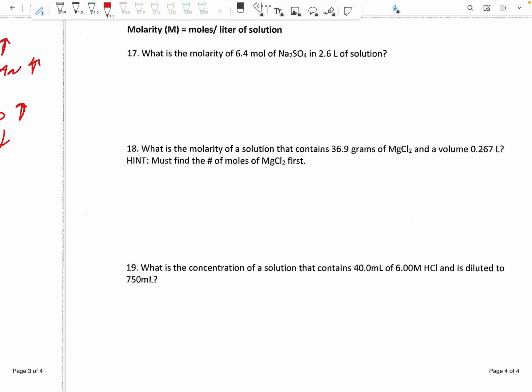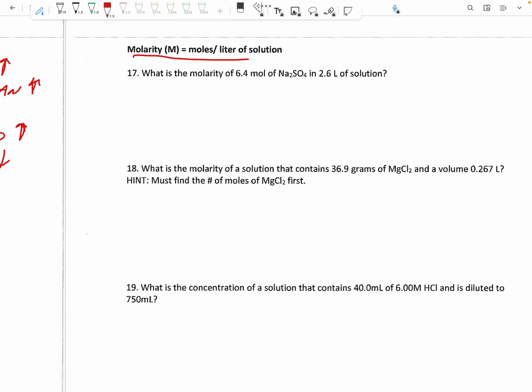Okay, welcome to the last part of our review for our test on Friday. This is very, very important right here, and so is this. So, know those, please. Molarity is simply the number of moles of a solute divided by the number of liters of a solution. And so, let's take a look at number 17.